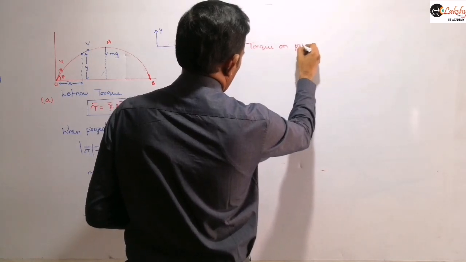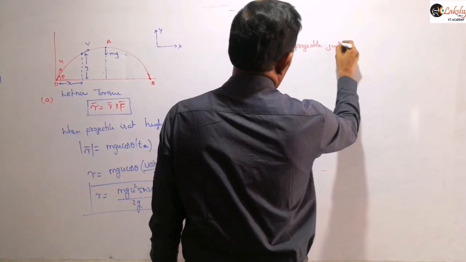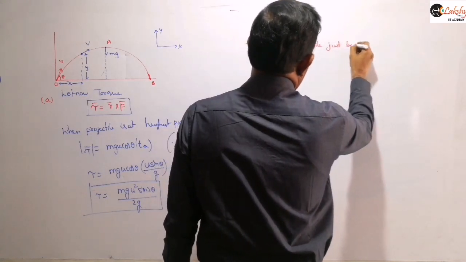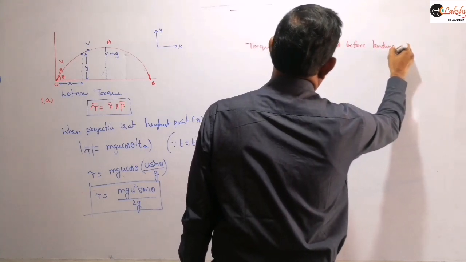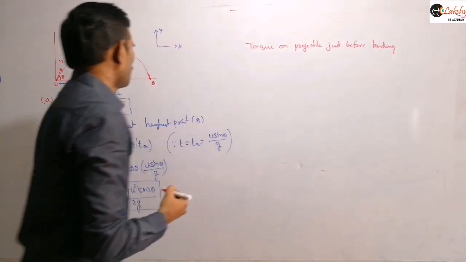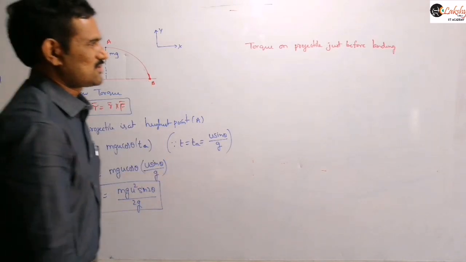Torque on projectile just before landing. So that means just before landing means at the point B here, just before reaching this surface.